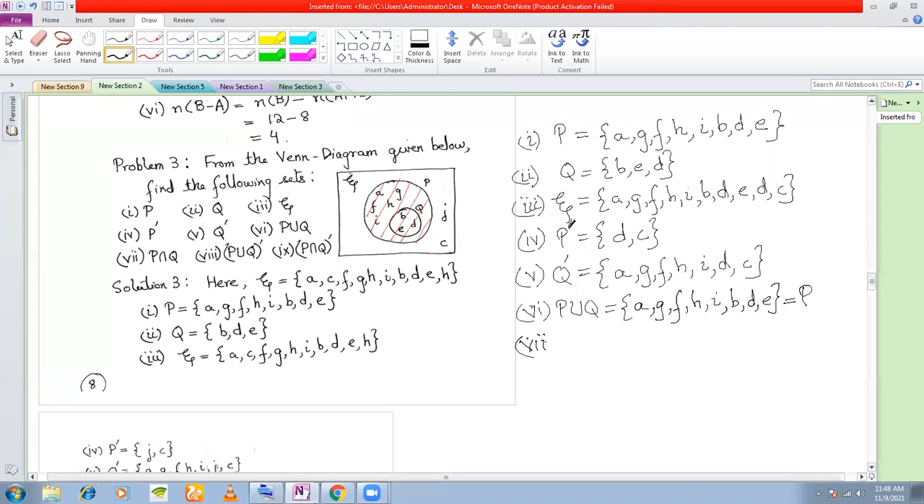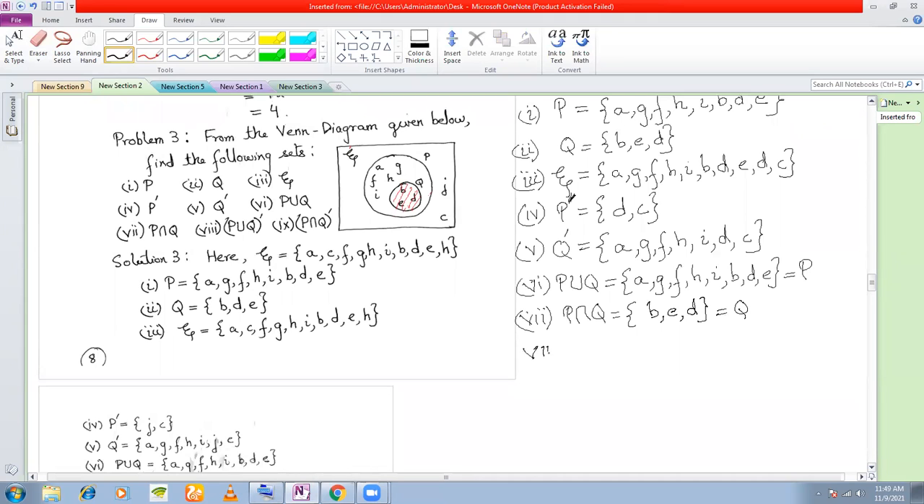Number 7. P intersection Q. Which part will represent P intersection Q? The common part between P and Q will represent P intersection Q. And the common part between the two circles is nothing but all the elements of the set Q. So it will be B, E, and D, which is equal to Q actually.